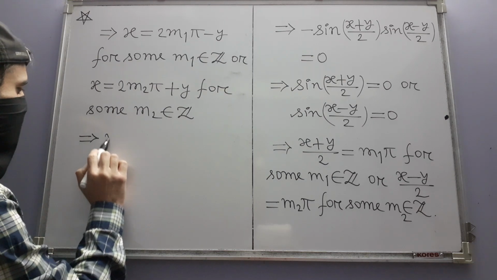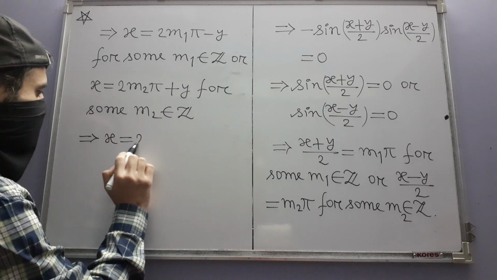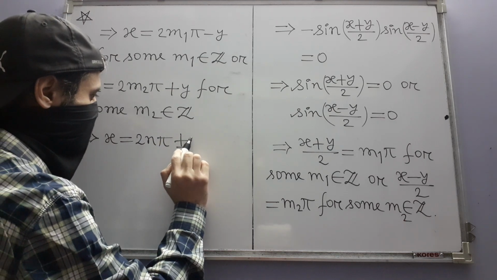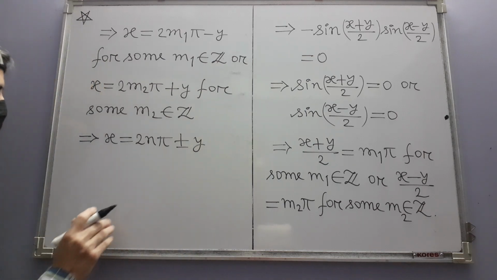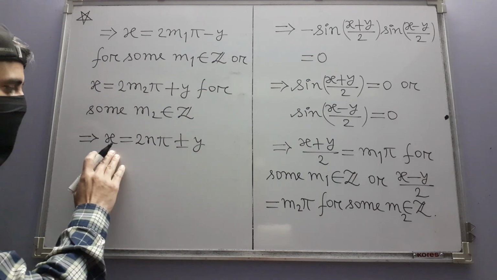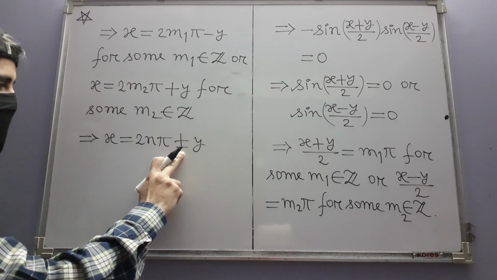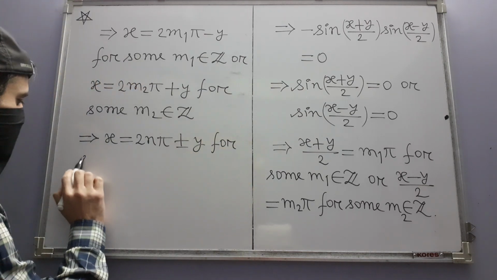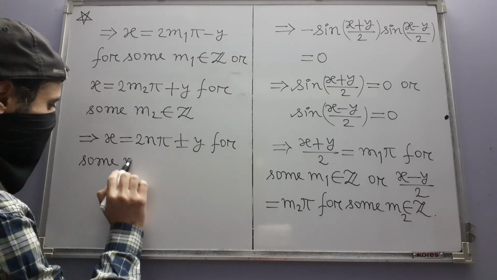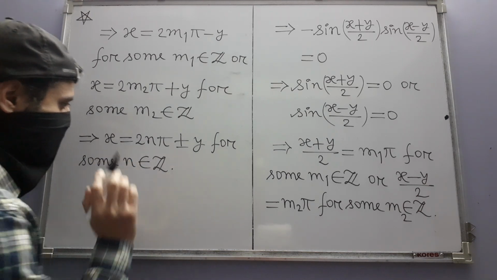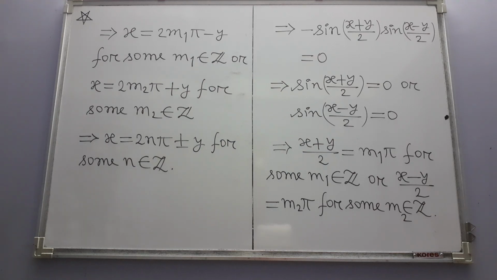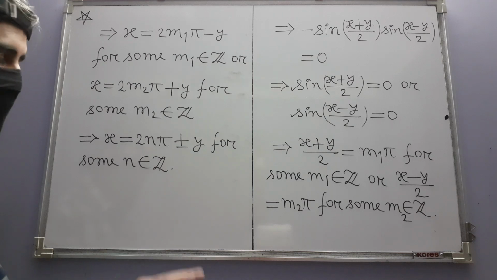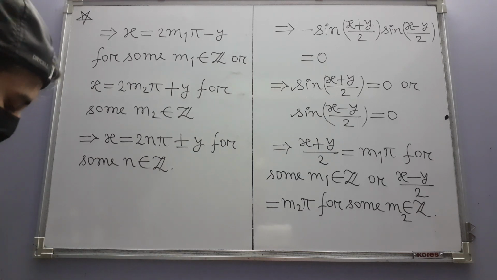So this implies that x is 2 times some integer times pi plus or minus y. So actually we are writing two things, but in this notation using this plus or minus we can write it at once for some integer. So that's the proof. It's a simple thing, but it will be very helpful for solving some equations which involve cosine.